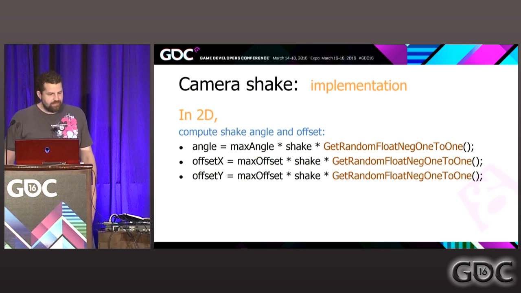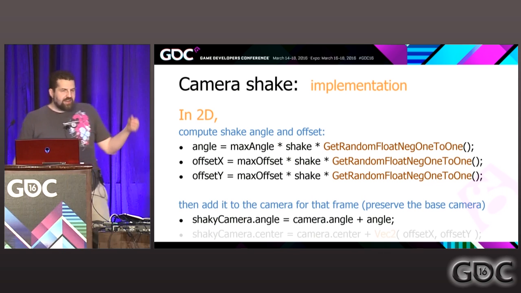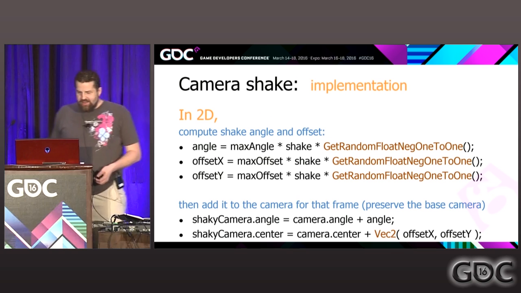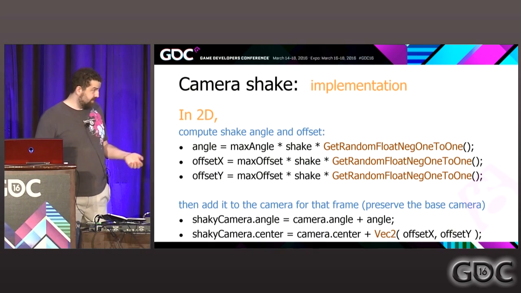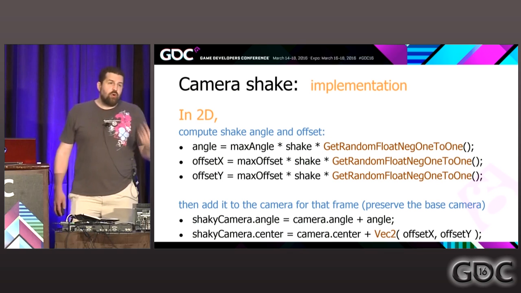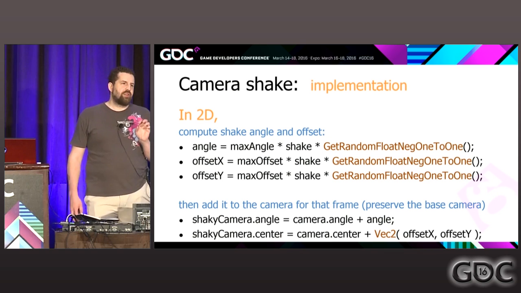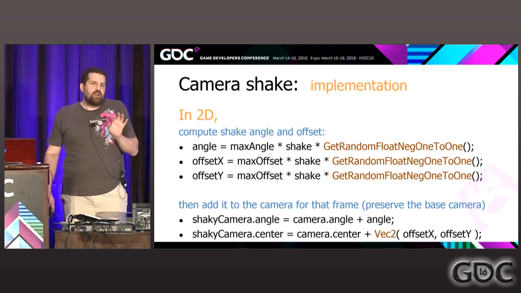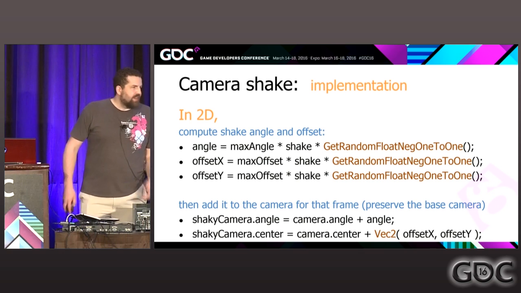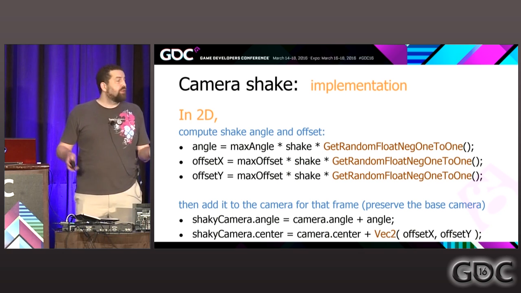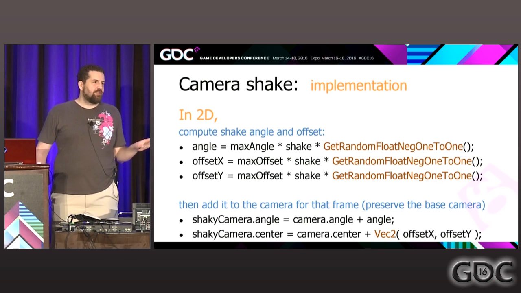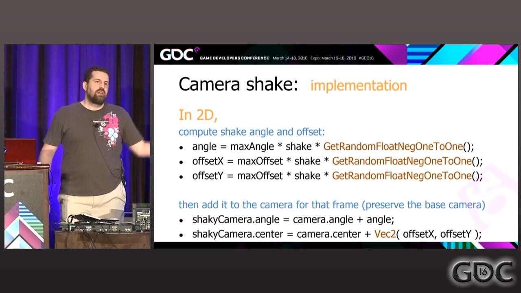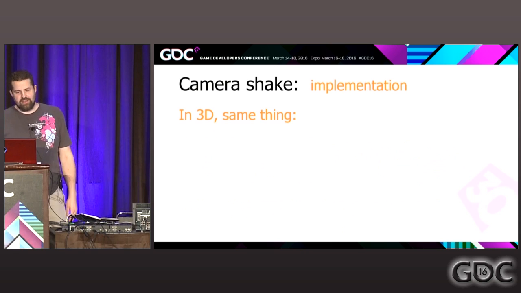That's it. Pretty simple. And then we take our camera and we add both the shake angle and the shake offset to our camera. And note that what we don't want to do is ruin our camera. We don't actually want to move the camera. We just want to sort of displace it from where it is. So it tends to be better to have the base camera remain pure and have a shaky camera that we're taking every frame clean from scratch, take the base camera plus noise on top of it, or plus shake.